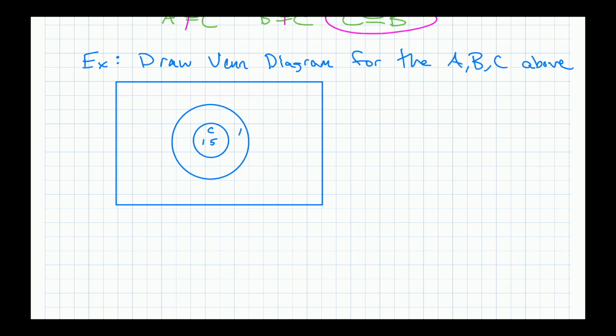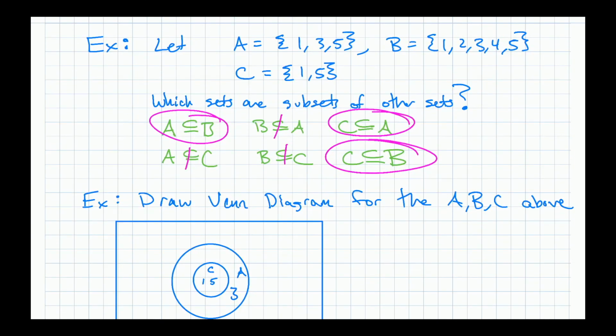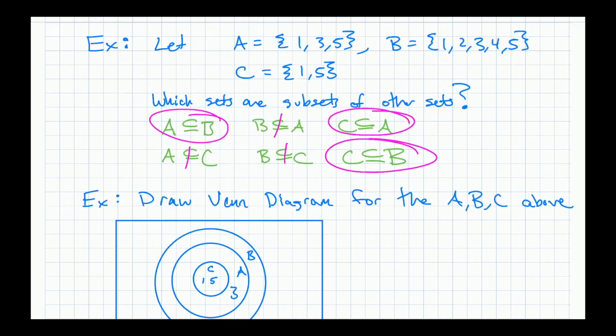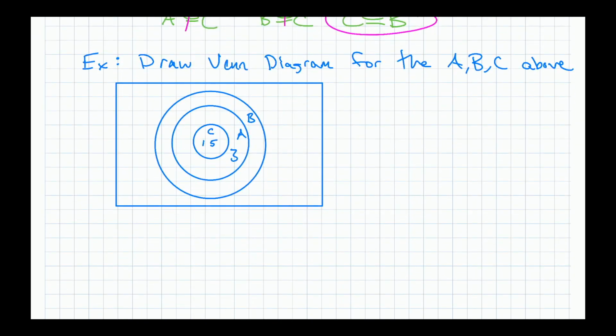So this is A. A is supposed to have 1, 3, 5. So 1 and 5 are already in C. So the only thing we need here is 3. And then you've got the bigger set B, which will be like this. And B is supposed to have 1, 2, 3, 4, 5. So 1, 5, and 3 are already here. So we need just 2 and 4. And there you go. That's what the Venn diagram would look like.